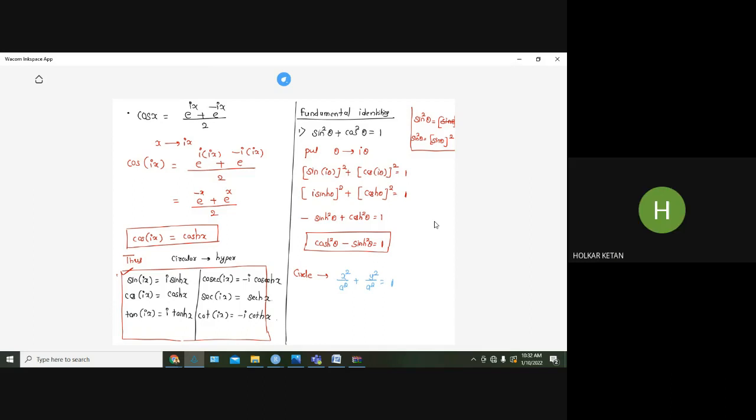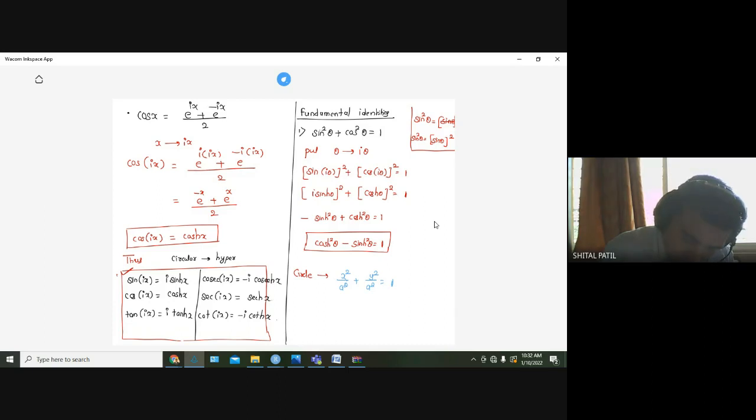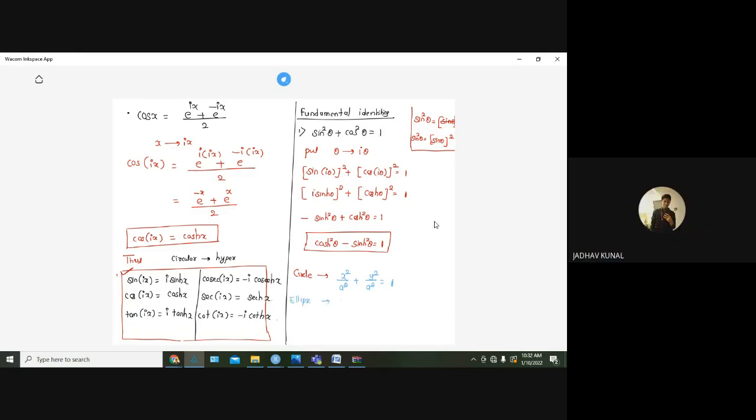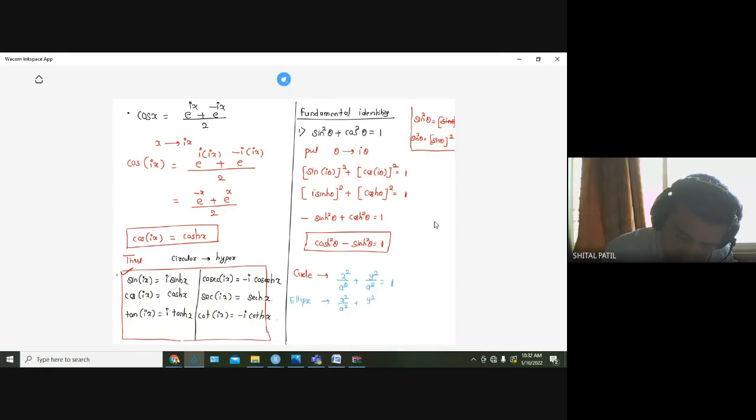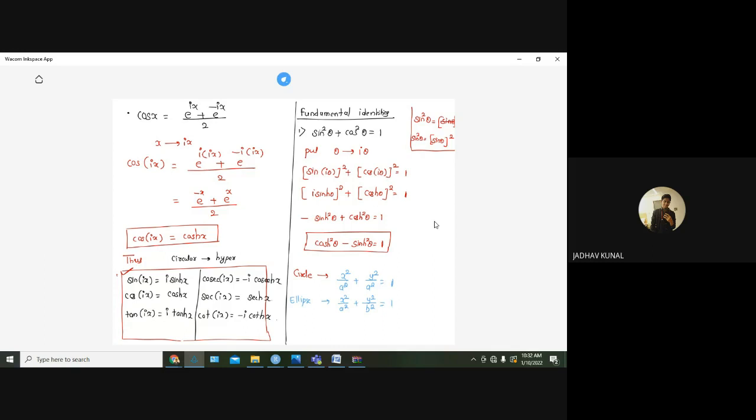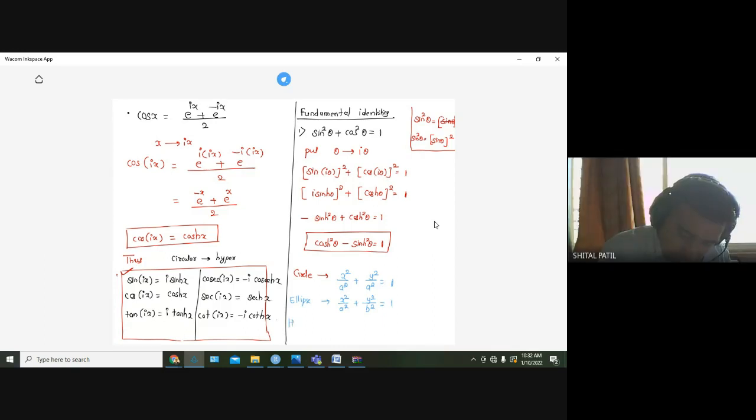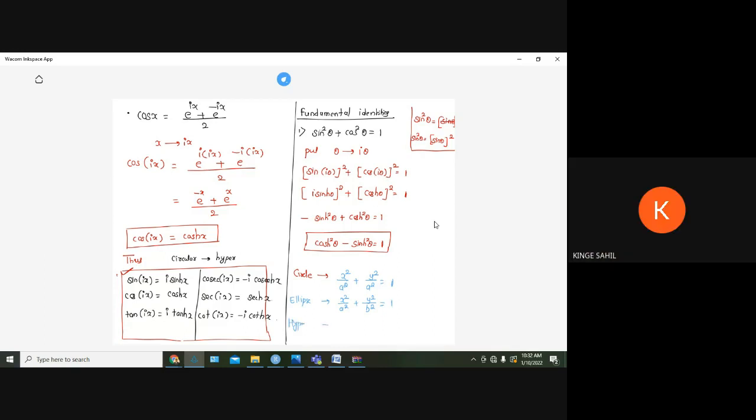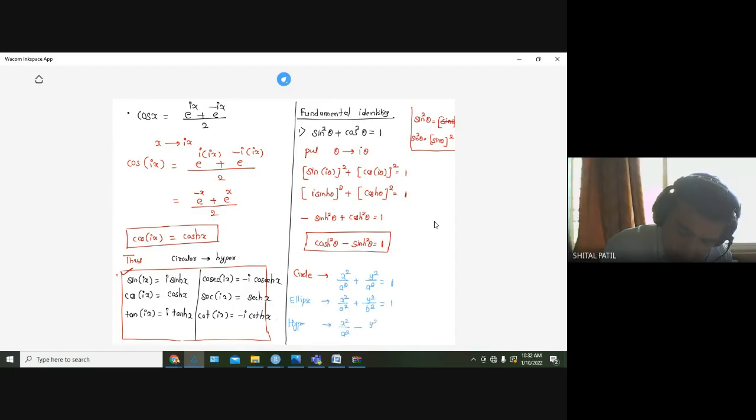Can I write the circle in this way? Yes. What I have taken to the right side is the a square. That's it. What about the ellipse? x square by a square plus y square by b square is equal to 1. And what about the hyperbola? x square by a square minus y square by b square is equal to 1. Yes, the minus sign is there. And therefore they are known as hyperbolic functions.